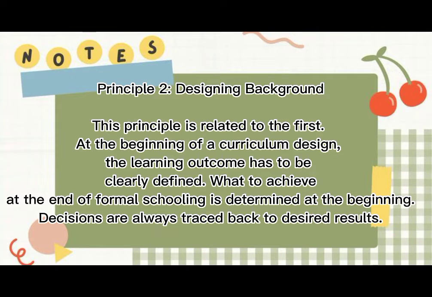Principle two, designing backward. This principle is related to the first. At the beginning of the curriculum design, the learning outcome has to be clearly defined. What to achieve at the end of formal schooling is determined at the beginning. Decisions are always traced back to desired results.